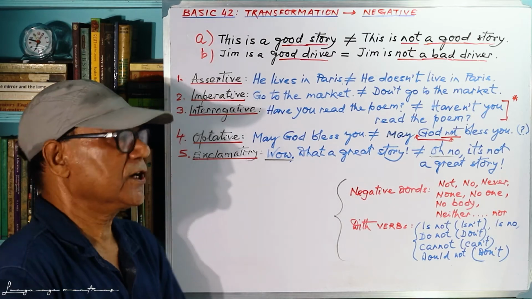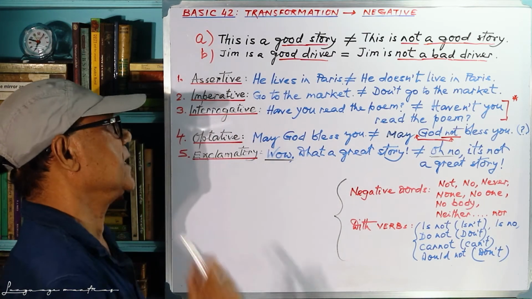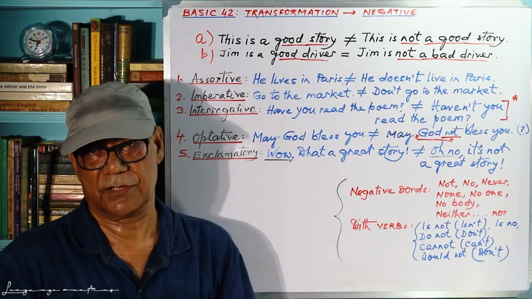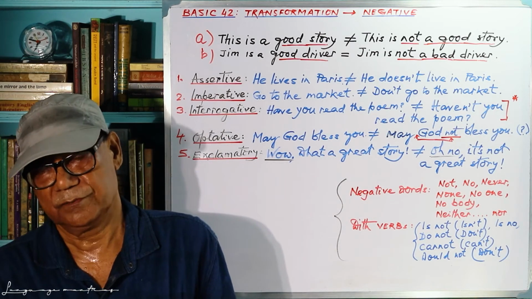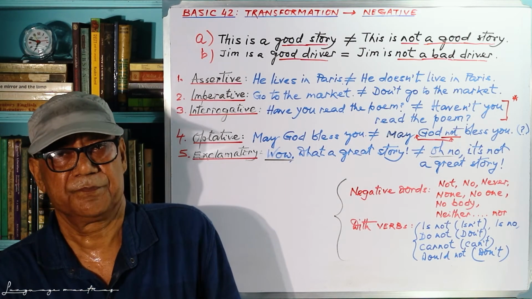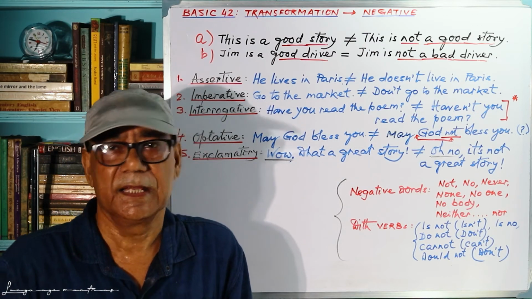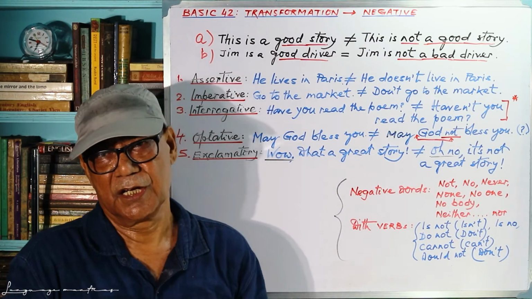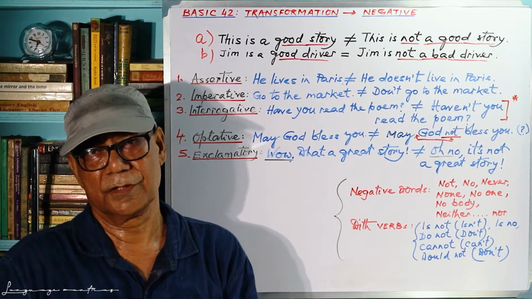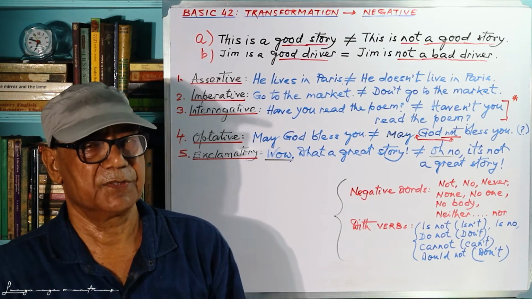Come to the next type, that is imperative sentence. Go to the market. It's an order, maybe it's a request, whatever. So you're asking somebody to do something, then it becomes imperative sentence. Bring me the book. This is also an imperative sentence.